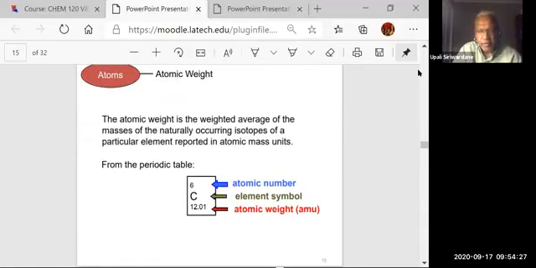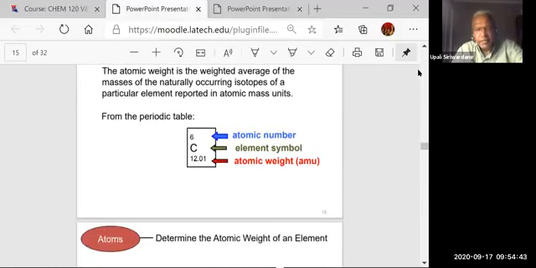Atomic weight is tricky. Since atoms are composed of isotopes, you have to calculate the average masses among these isotopes. Carbon-12 is not exactly 12. It is a little bit more, 12.01, because less than 1% is carbon-13. So it goes to the higher end of about 12.